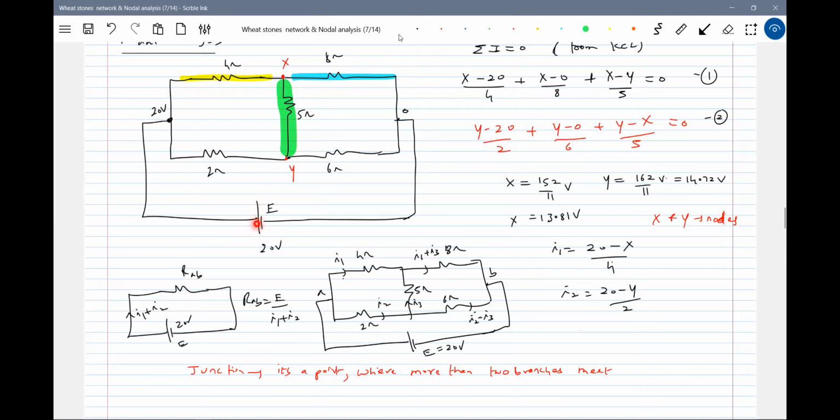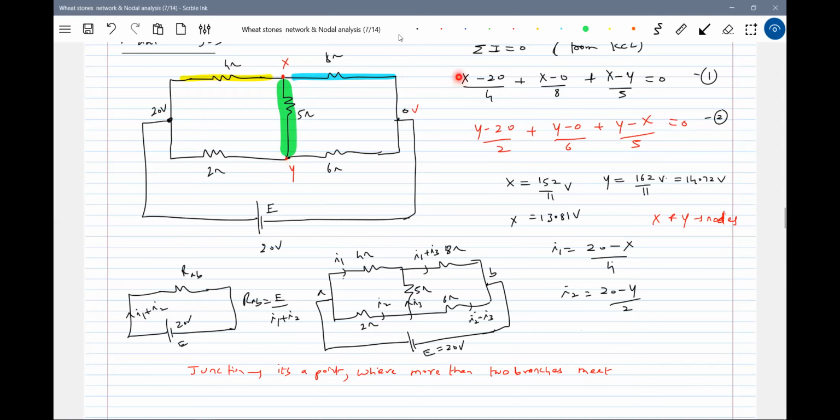This is a cell of EMF 20 volt. The potential difference across that should be equal to the EMF, 20 volt. So let me define this as 20 volt potential. Then the other one should be 0 volt. Like this, I'll define the potential. Then let the potentials of these nodes be X and Y.